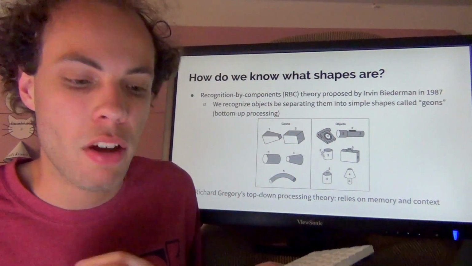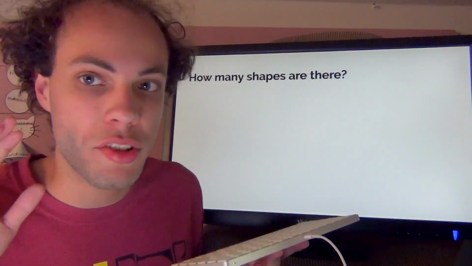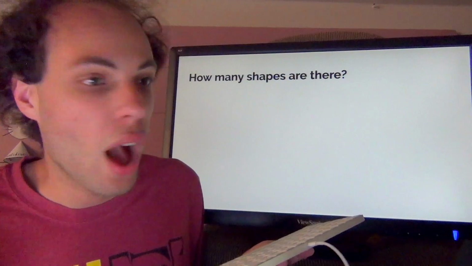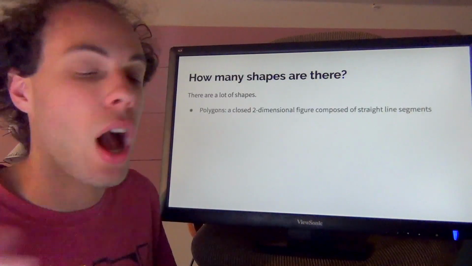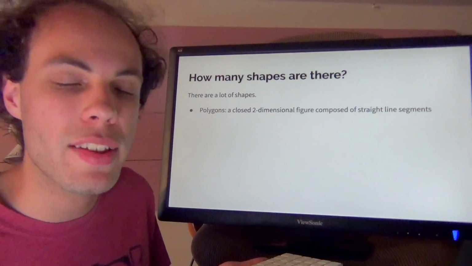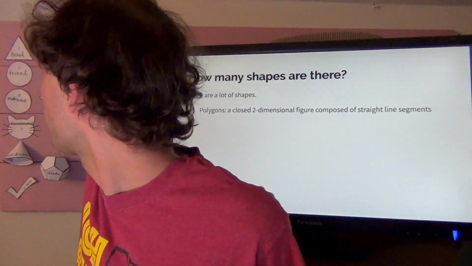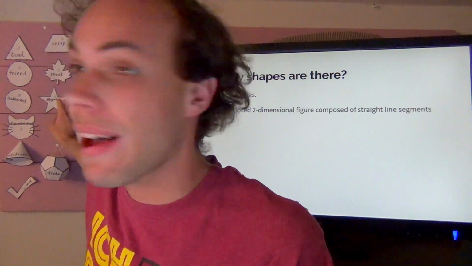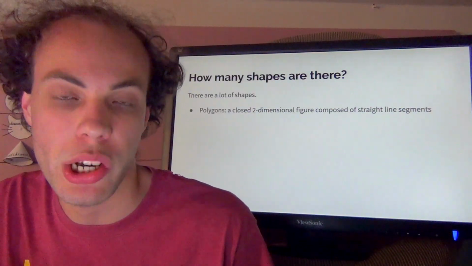Our next question is, how many shapes are there? And I'm going to just be honest with you here. I'm not going to sugarcoat it. There are a lot of shapes. There are polygons, which are closed two-dimensional figures composed of straight line segments. So on our board back here, we have some polygons, right? We have this triangle, we have this parallelogram, we have this star, and we actually have a new polygon for the board today, which I'm excited to share with you.